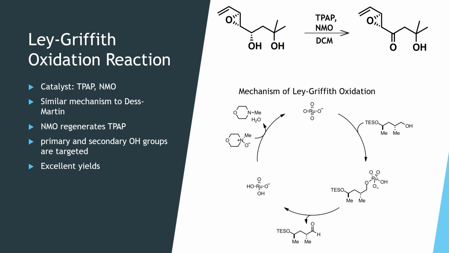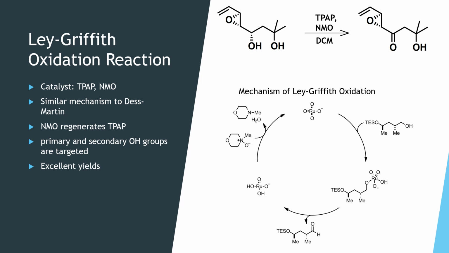So basically, this is a Ley-Griffith oxidation reaction. The catalysts include TPAP and NMO, and the mechanism is very similar to Dess-Martin, except that the NMO regenerates the TPAP. Not only that, the area of focus is primary and secondary alcohol groups, and it will have excellent yields. The only drawback is TPAP is very expensive.